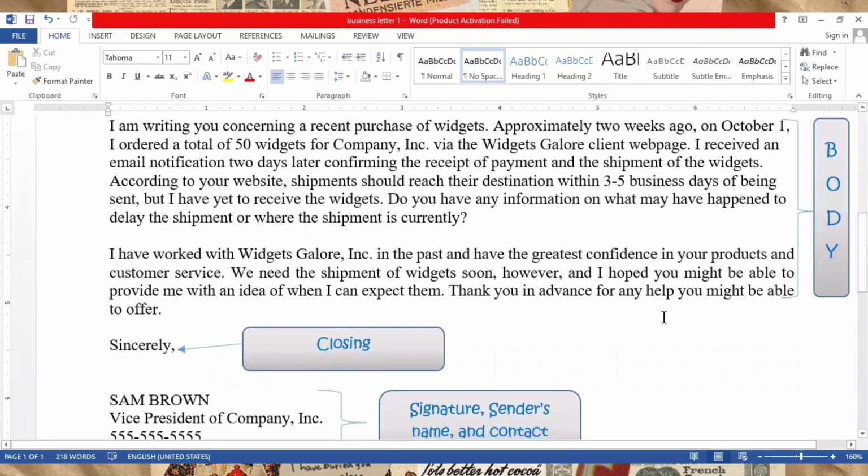And the closing paragraph says, I have worked with Widgets Galore Incorporated in the past and have the greatest confidence in your products and customer service. We need the shipment of widgets soon. However, I hope you might be able to provide me with an idea of when I can expect them. Thank you in advance for any help you might be able to offer. So that's the closing statement of that business letter.